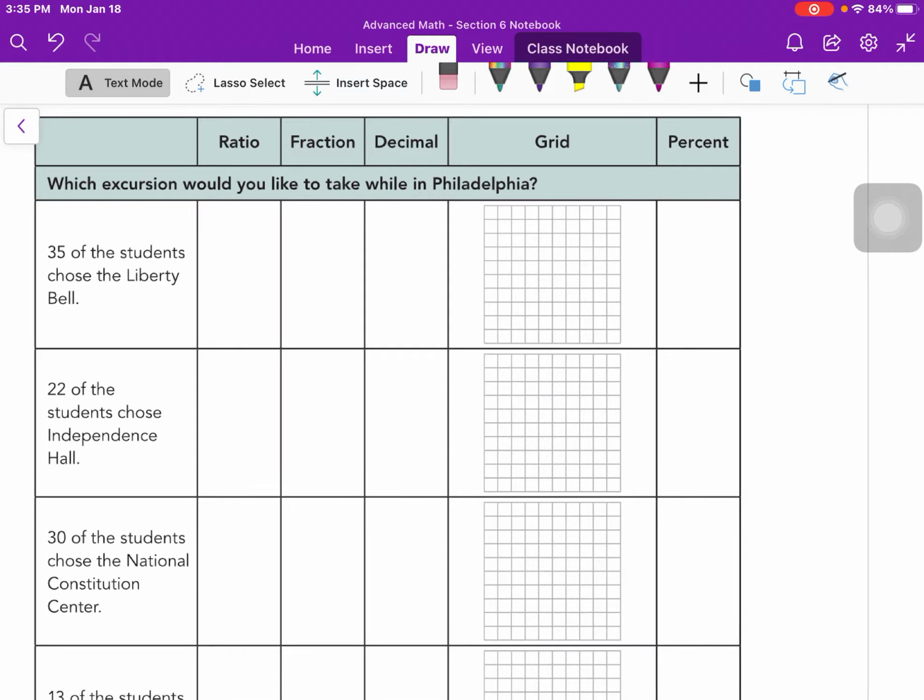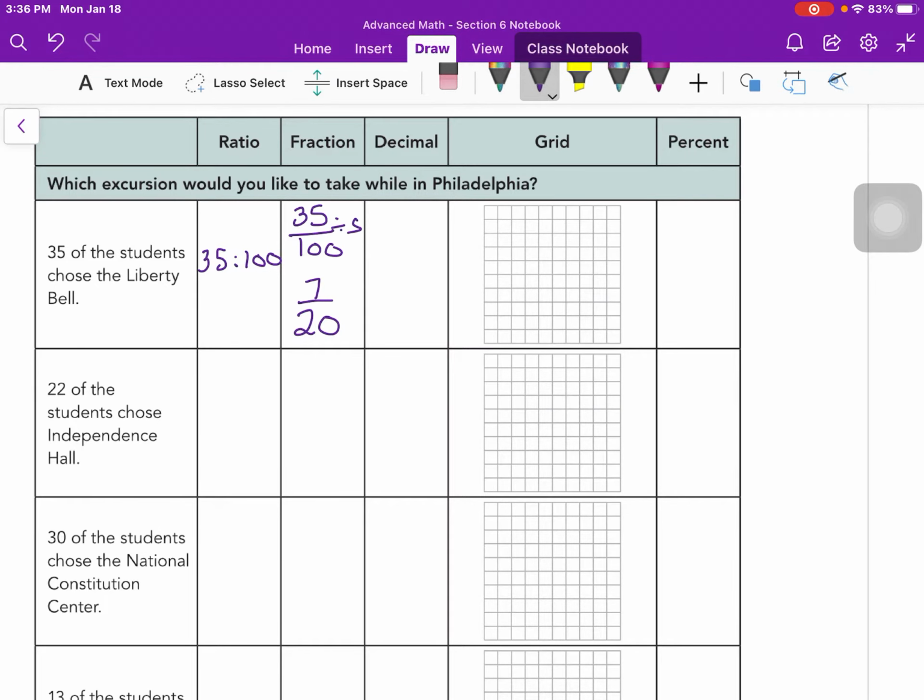So we're going to put all these things together. Here's your first statement. It says, which excursion do you want to take in Philadelphia? 35 of the students chose Liberty Bell. So if I write that as a ratio, I would write 35 to 100, because I'm showing how many out of the whole group. If I write that as a fraction, I can write 35 out of 100, but I have to simplify that. I can divide both by 5, and 35 divided by 5 is 7, 100 divided by 5 is 20, so 7/20.